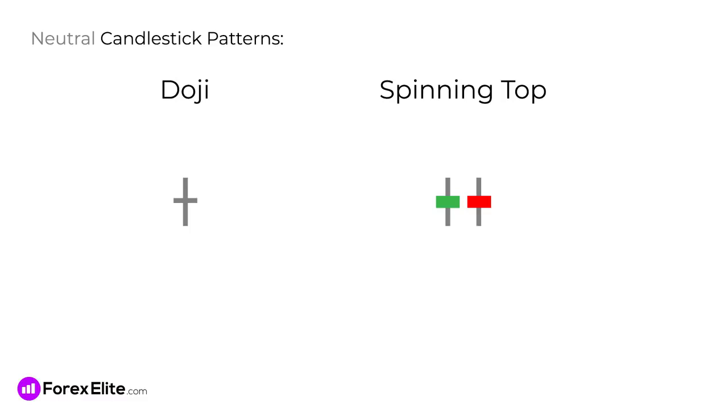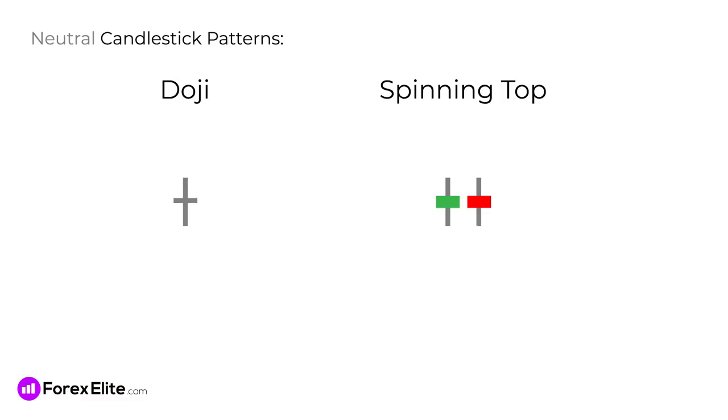The doji candlestick pattern has an upper and lower shadow with either a very small body or no real body. The distinguishing characteristic of the doji candlestick is that it has approximately the same open and close, which creates no real body or a very small body, as you can see in this illustration. In even more simple terms, there's no green or red in the doji because the open and close were approximately the same. The second neutral candlestick pattern is the spinning top.